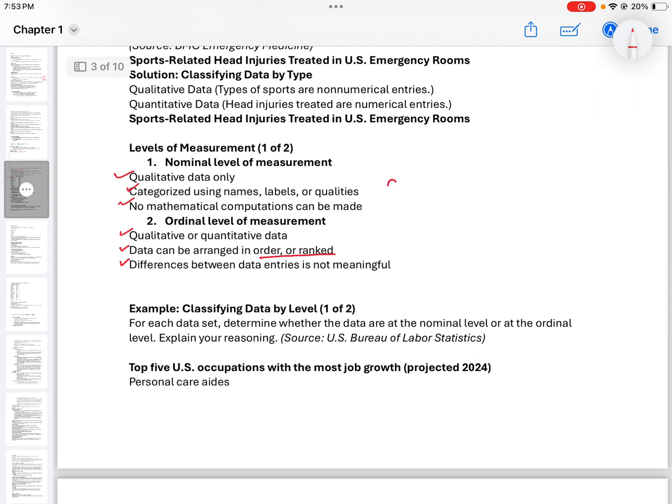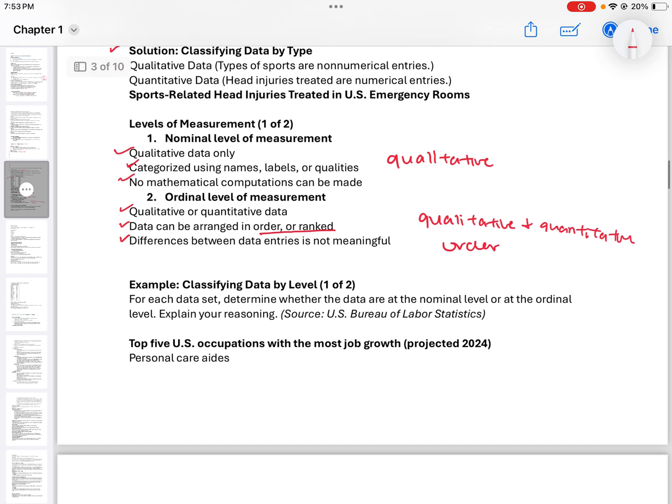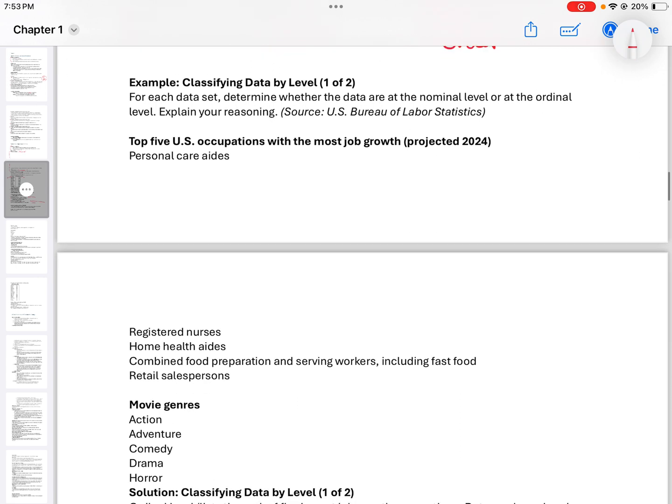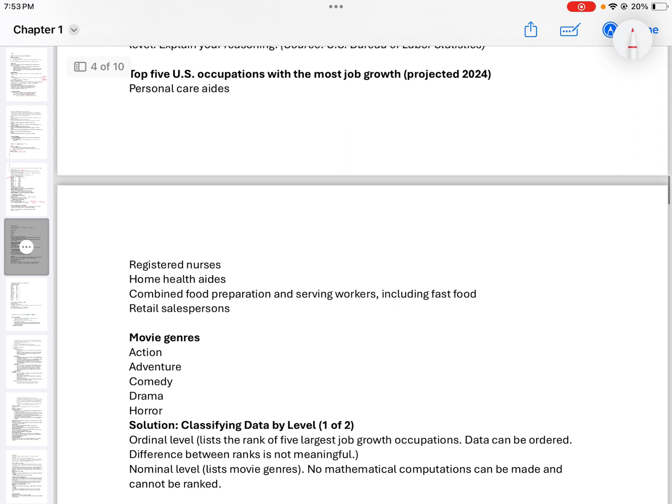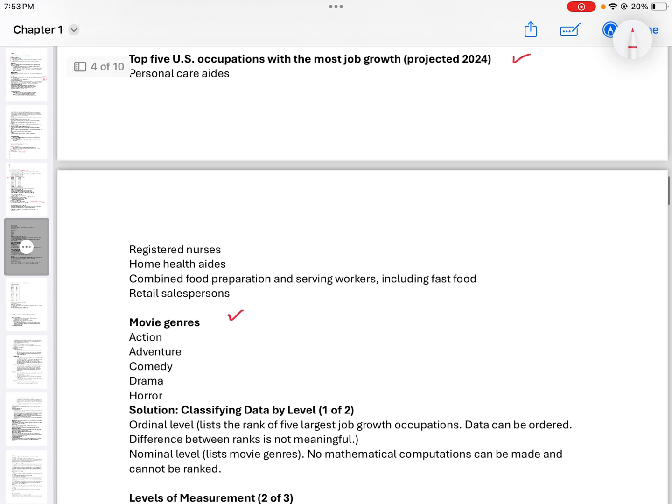So for nominal, we have qualitative type of data. For ordinal, we have quantitative and qualitative. And order matters. So here you have an example to classify data by level, and you have two options: top 5 U.S. occupations with the most job growth, and movie genres. And you have your solution here.